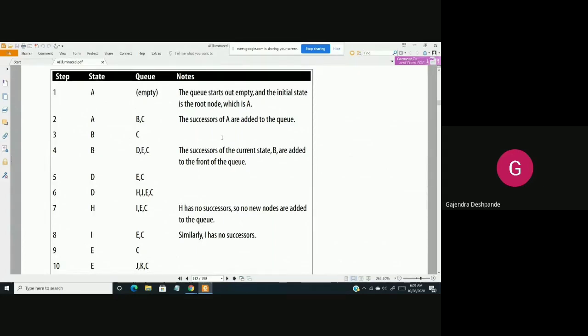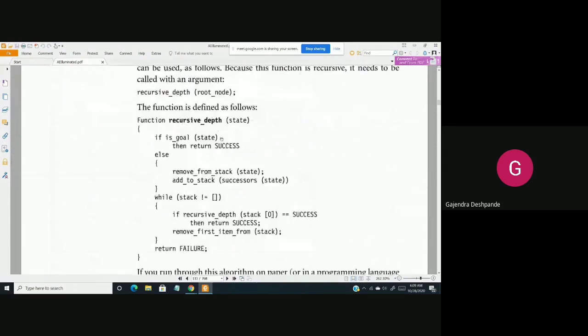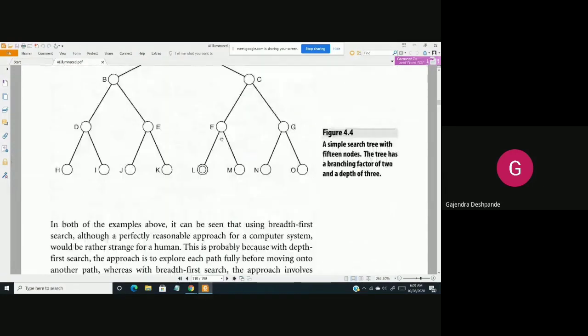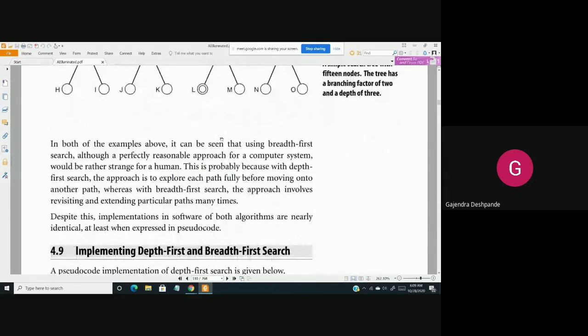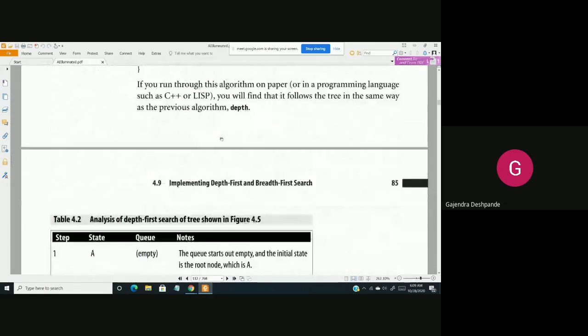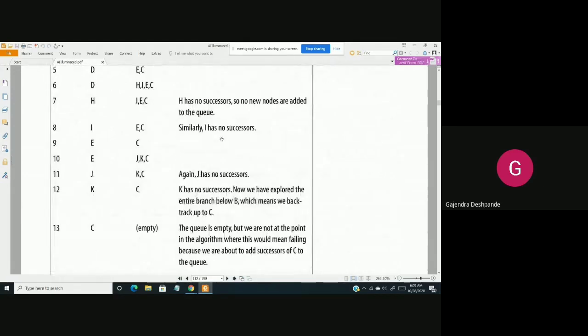So you remove H now because it is the first element in the queue. But H is not a goal node and also it doesn't have any children. So you continue tracing and remove the next element in the queue. You remove I. When you remove I, you check whether there are any successors to node I. There are no successors, so you continue removing the next node, that is, you remove node E now.